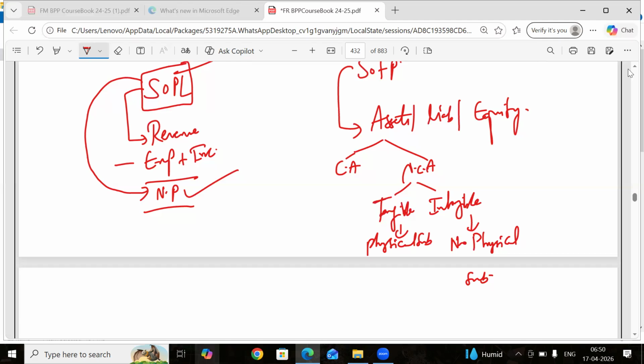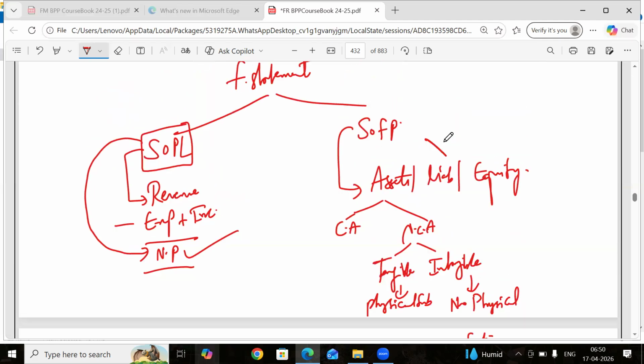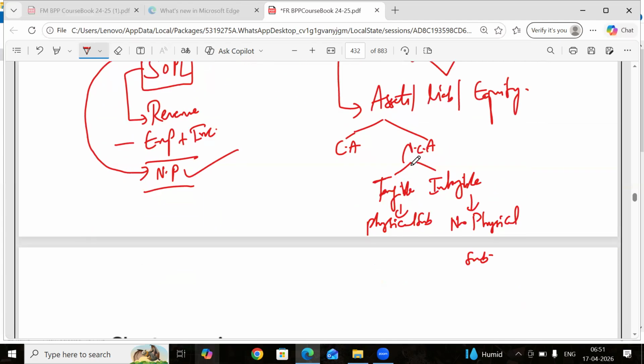Liabilities again can be divided into two: current and non-current. Current assets are those which give economic benefits within 1 year. That means it takes less than 1 year for you to get the economic benefits. Non-current assets give economic benefits over a longer time, that is beyond a year or more than 1 year.